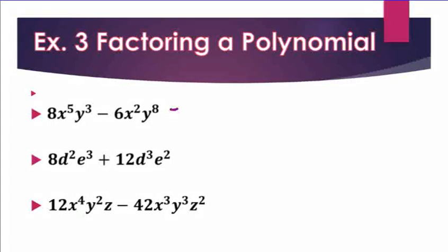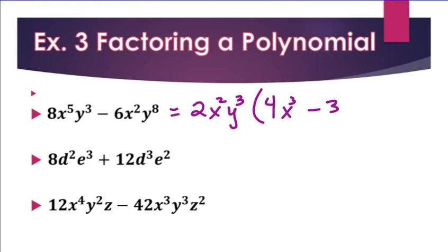A couple other problems here. We have 8 and 6. The greatest common factor of 8 and 6 is 2. The most x's is x squared. The most y's is y to the third. Divide those out. 8 divided by 2 is 4. X to the fifth divided by x squared is x cubed. Y cubed divided by y cubed is just 1. 6 divided by 2 is 3. I have my x squared ready. Y to the 8th divided by y cubed is y to the 5th. So that would be our answer for that one.